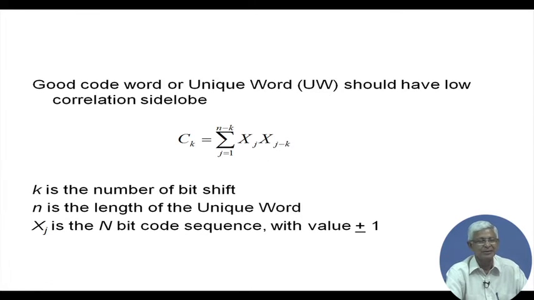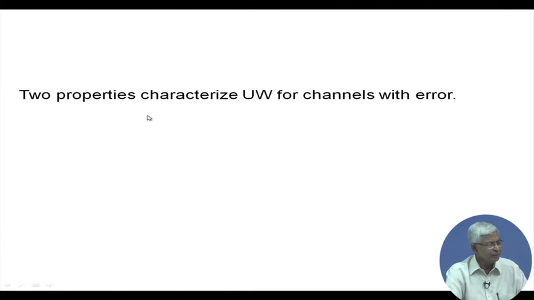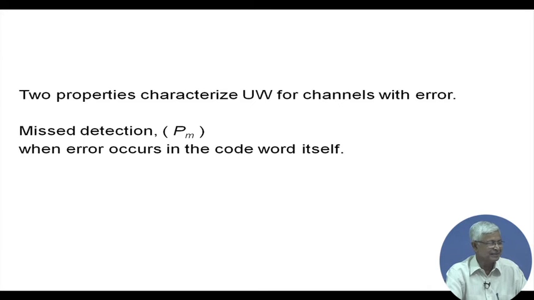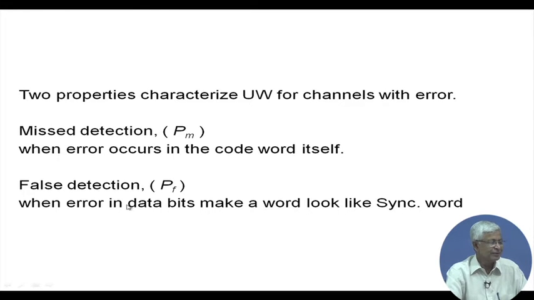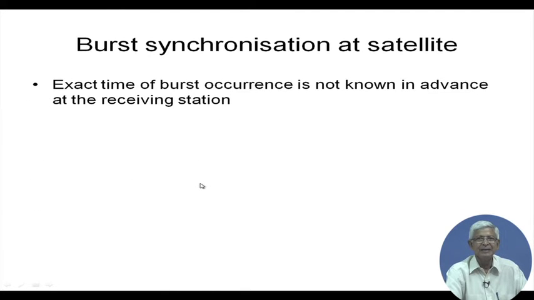There are many such codes discovered. Earlier it was the Barker code, and subsequently many codes have been found. But there are two properties that characterize this unique word on a channel with errors. We have seen these two properties earlier, which are the probability of misdetection, PM, and false detection. When an error occurs in the code word itself, then detection will be missed. So, it is misdetection. And false detection is when there is an error in the data pattern itself, so that it may look like the sync word or the unique word. We will see this a little more further on.